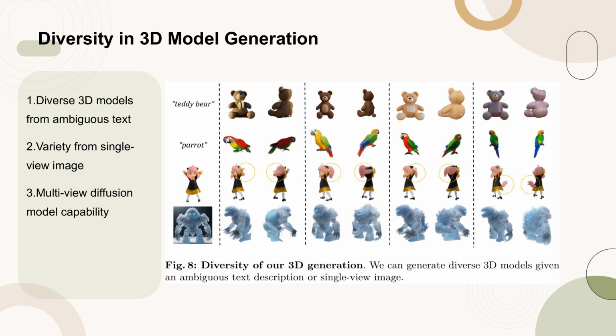Figure 8 demonstrates the diversity of our 3D generation method. We can generate a variety of 3D models even when provided with an ambiguous text description or a single-view image. This capability is attributed to the multi-view diffusion model, which allows for the creation of multiple feasible objects from the same input. The figure showcases the versatility and robustness of our approach in generating diverse and realistic 3D models.